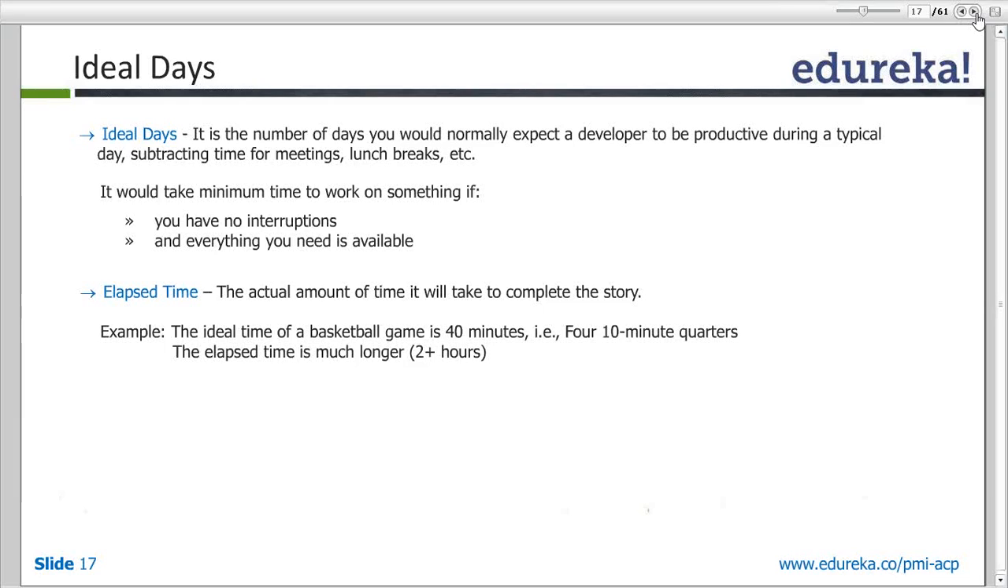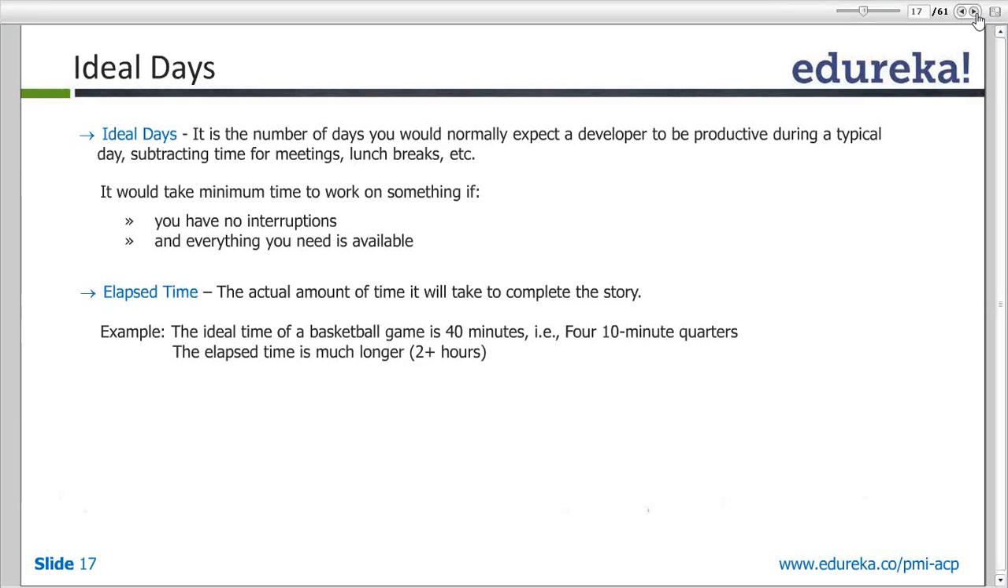So ideal days is the number of days you would normally expect a developer to be productive during a typical day, subtracting the time for meetings, lunch breaks, etc. It would take minimum time to work on something if you have no interruptions and everything you need is available. So this is a very ideal scenario where you have no distraction, your task is available, there were no impediments, everything went very well.